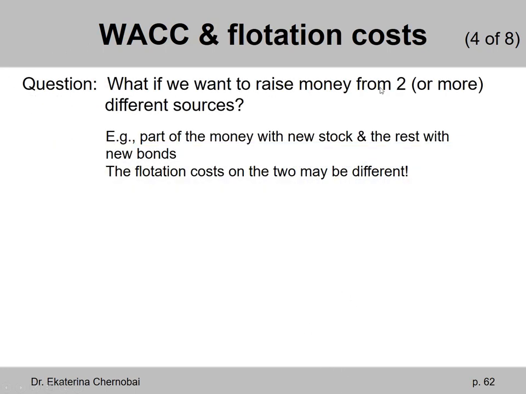What if we want to raise money from 2 or maybe 3 different sources? So maybe stocks and bonds, or stocks, common stocks, and preferred stocks, and bonds. And the flotation cost on the two may be very different. Typically, the flotation cost for stocks is higher than the flotation cost for bonds. It's a lot more complicated process to sell new shares of stock rather than to sell new bonds. This is something which is actually covered in the textbook, but the chapter on that is not part of this course coverage.